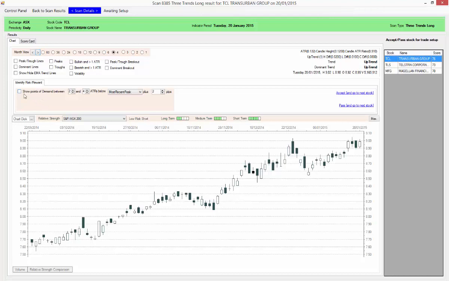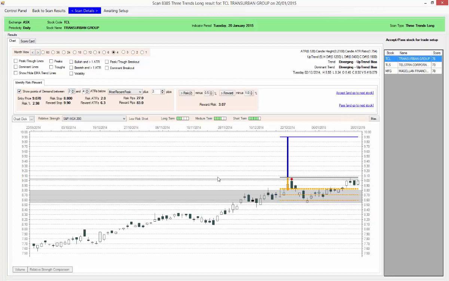Now, if we look at this indicator here, and I'll just read it across from left to right, it says, show the points of demand between 2 and 4 ATRs below the most recent peak plus 2 pips. So we're looking at an area between 2 and 4 ATRs distance below this peak, because we'd like to take an entry point 2 pips above that peak there. So what I'm going to do is click on this indicator, and you're going to be shown all the information that's necessary to present to you a default reward to risk ratio.